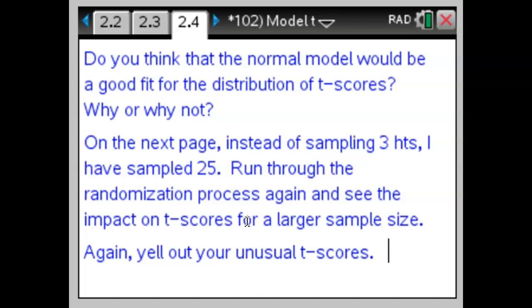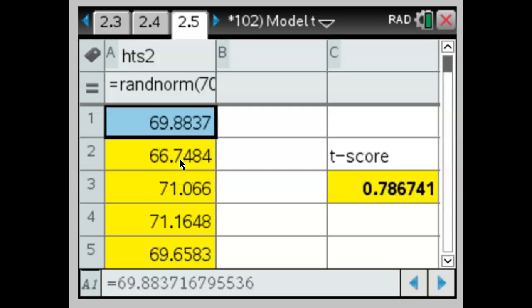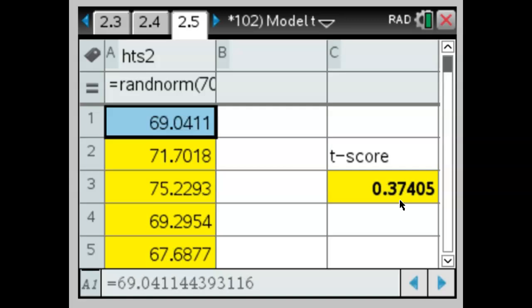So what you need to think about is if we increased the size of our sample, maybe if we looked at more than 3 heights. We could look at 25 people and take the average of their heights. So this is a list of 25. I'm going to do it just one more time. And if you're looking at these numbers, they're not quite as big.